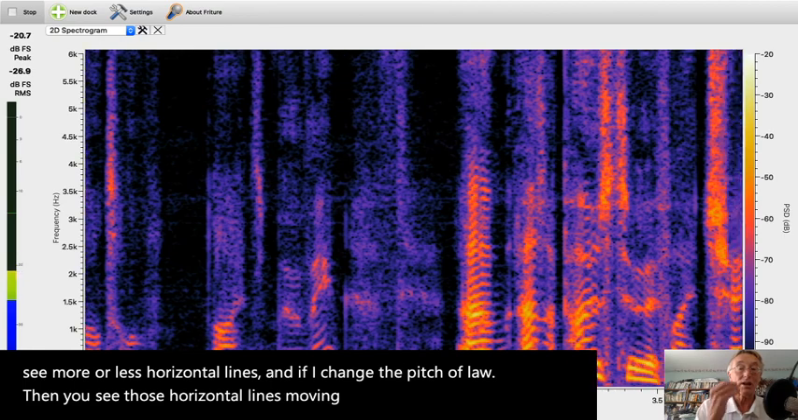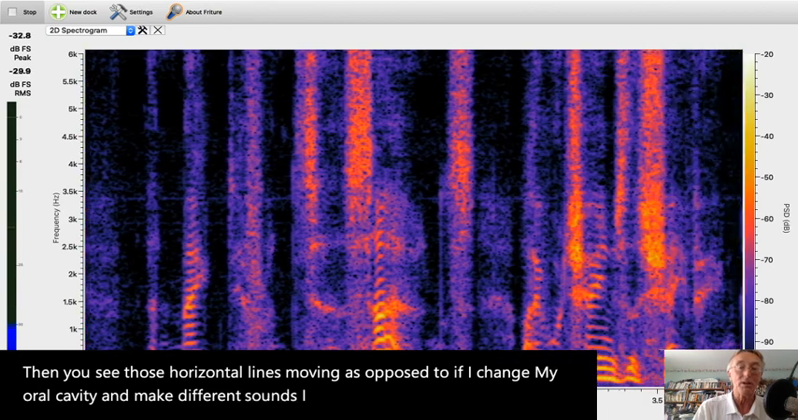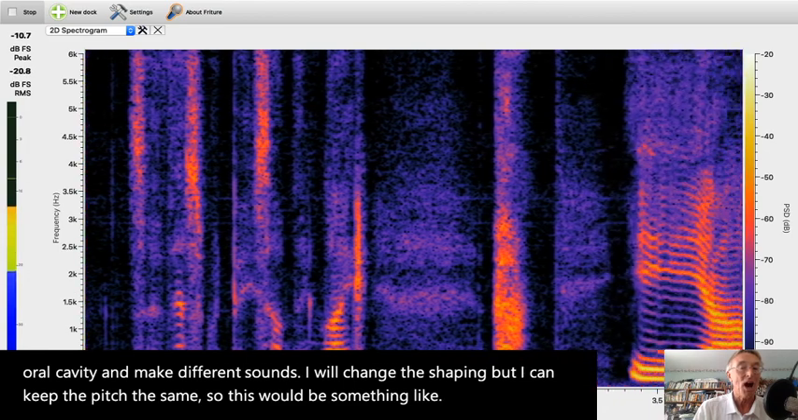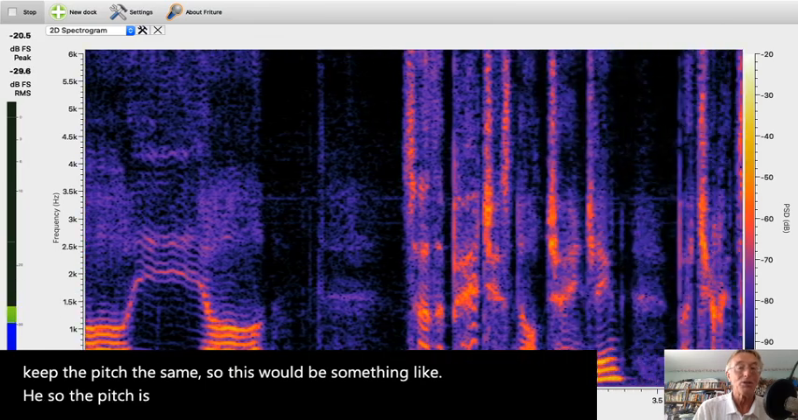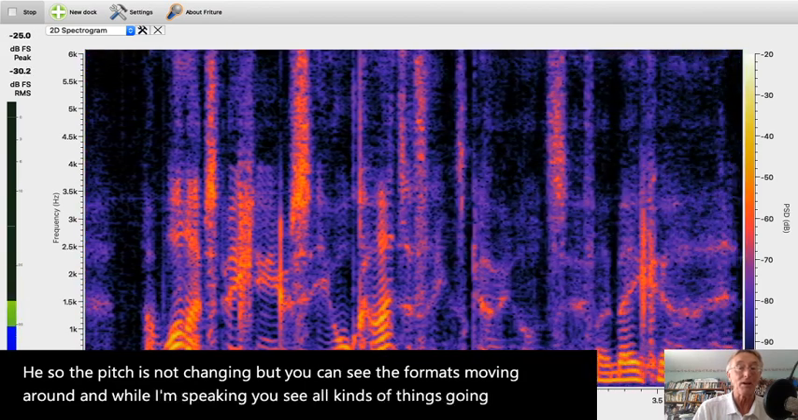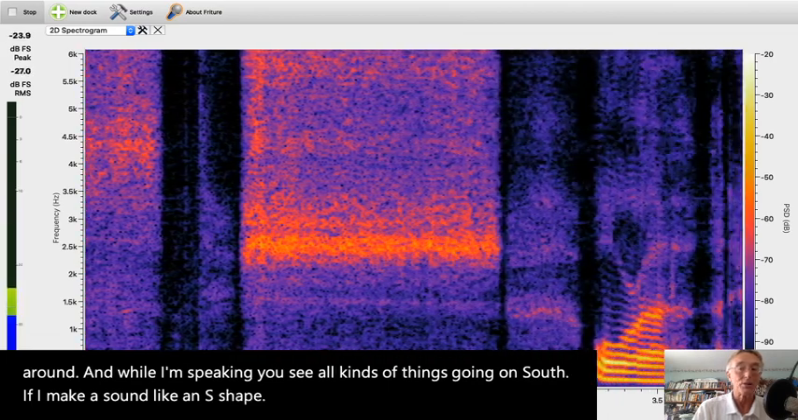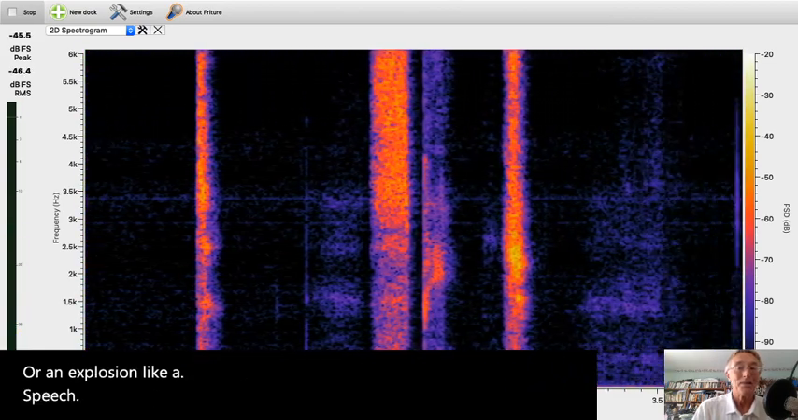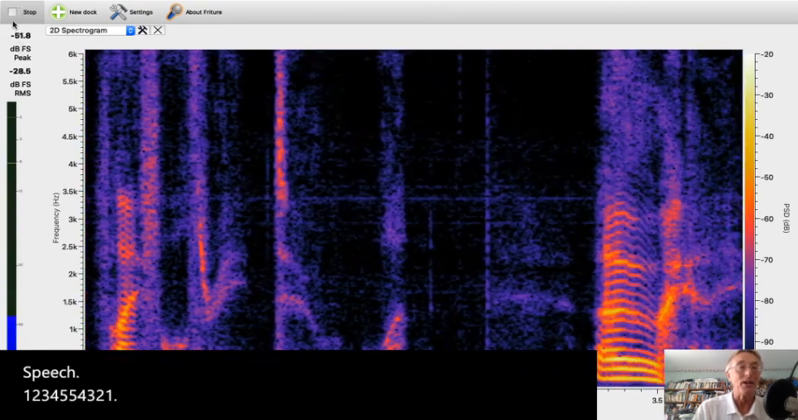As opposed to if I change my oral cavity and make different sounds, I will change the shaping, but I can keep the pitch the same. So this would be something like "er." So the pitch is not changing, but you can see the formants moving around. And while I'm speaking, you see all kinds of things going on. So if I make a sound like an S, or an explosion like a t, t, speech, 1, 2, 3, 4, 5, 5, 4, 3, 2, 1.